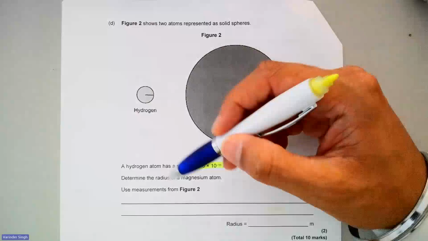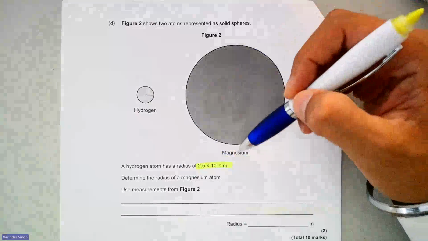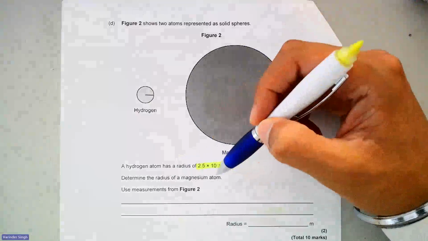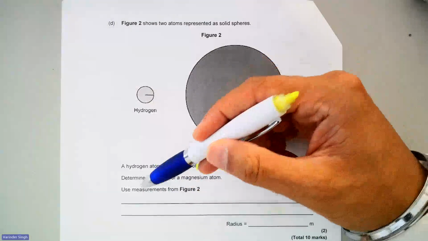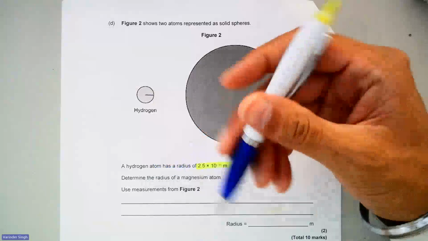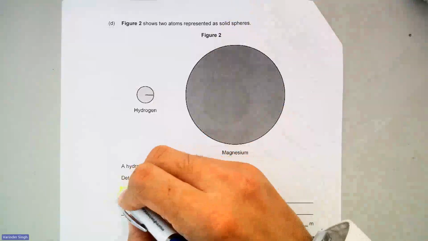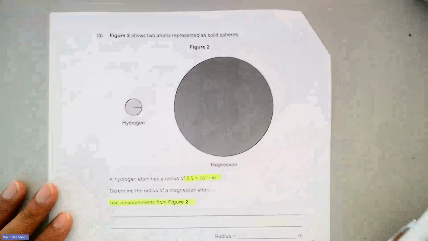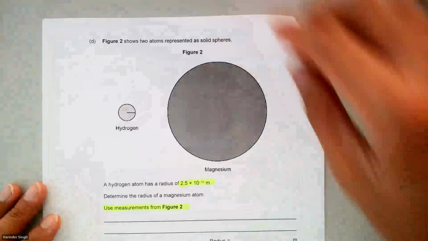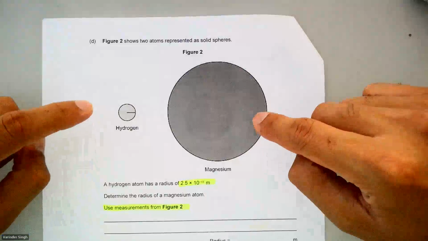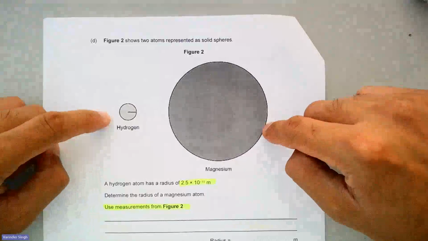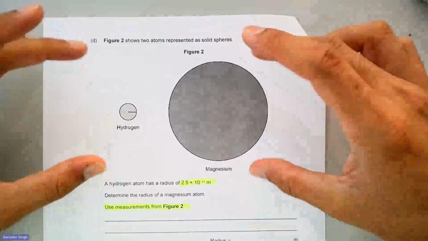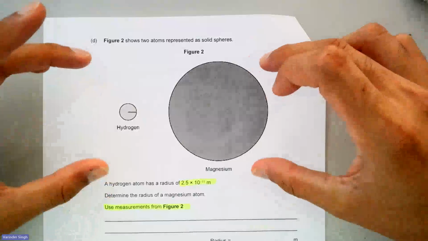And we need to use this diagram to help us work out the radius of a magnesium atom. It tells us specifically to use measurements from figure 2. You're only going to be able to get the answer to this question if you use measurements from figure 2. So what do we do? Well, we've got two circles here that are representing the spherical atoms, and we know that these are relative to each other.